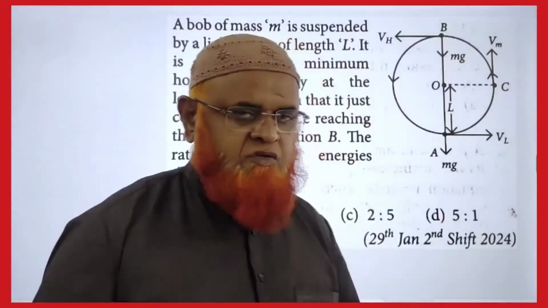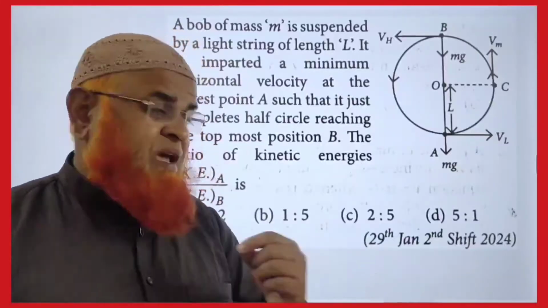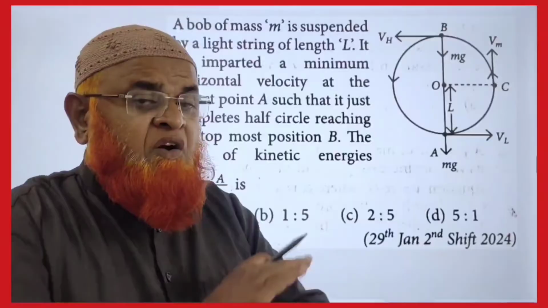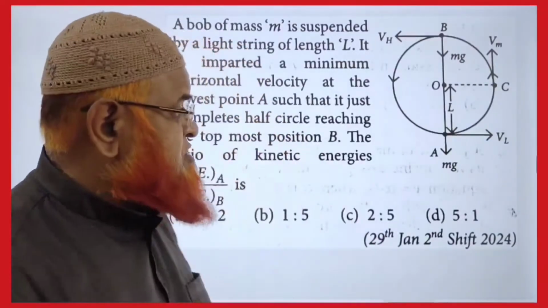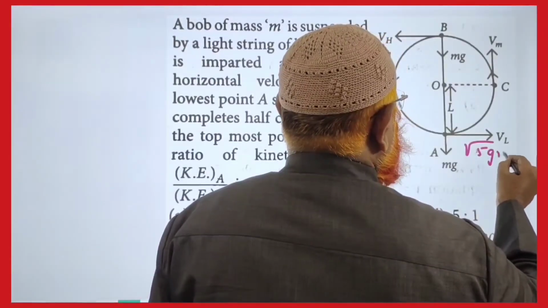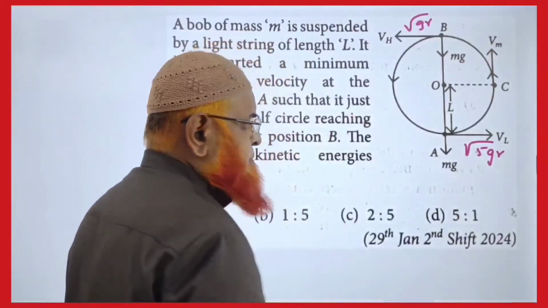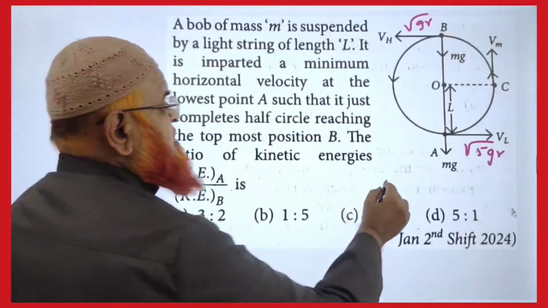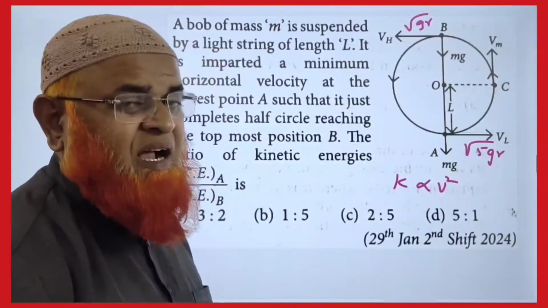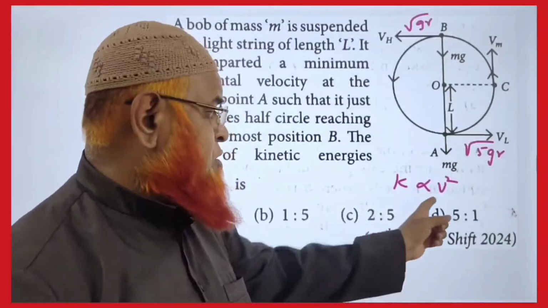So root 10 is the answer. Dear students, this is the latest question asked in JEE Mains 2024. He is asking us to find out the kinetic energy at the lowest point and the highest point. First of all, you all know the velocity at the lowest point is going to be root 5 gr, and at the highest point it is going to be root gr. Okay, so you all know kinetic energy is directly proportional to velocity whole square, because kinetic energy is half mv square, mass is constant, only velocity whole square.